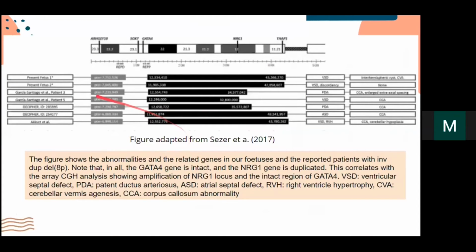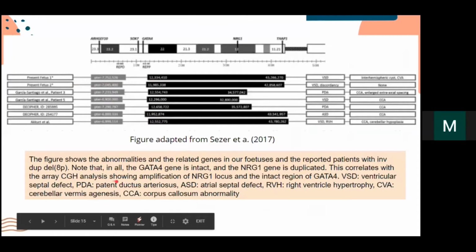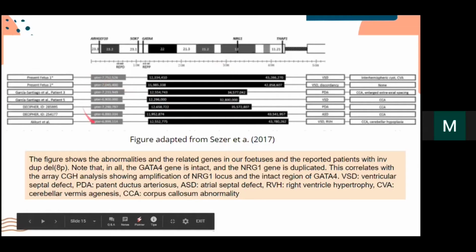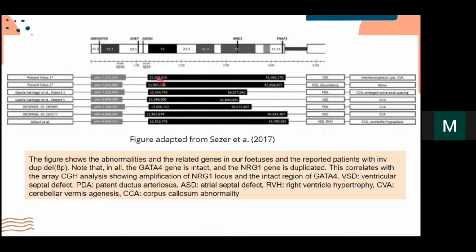So this figure shows the abnormalities and the related genes in our fetuses and the reported patient with this disease. Okay, so we can note that the GATA4 gene is intact and the NRG1 gene is duplicated. This correlates with the array CGH analysis that shows amplification of the NRG1 locus, which is this region that is duplicated, and the deletion of this region, and the intact region of GATA4, which is here.